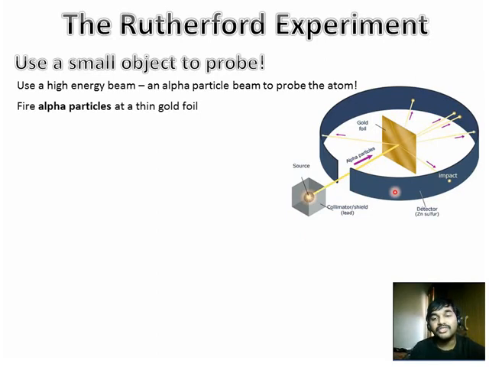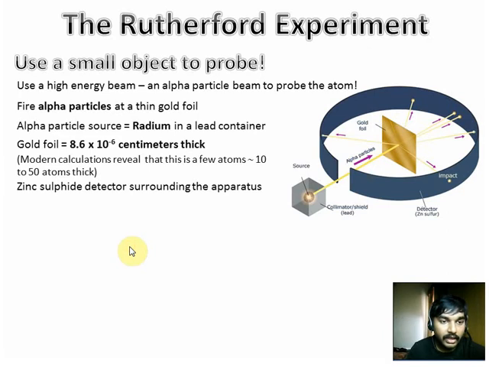The gold foil is exceedingly thin, and note the apparatus. Here you have a detector all around, and this detector is just shown in one strip, but the detector is really all encompassing. It's like a sphere with a small slit in front. And these alpha particles come from a source, and the source is radium. So it had a small amount of radium inside a lead container, and the gold foil was exceedingly thin.